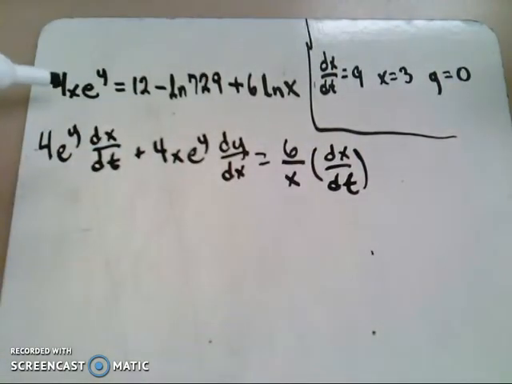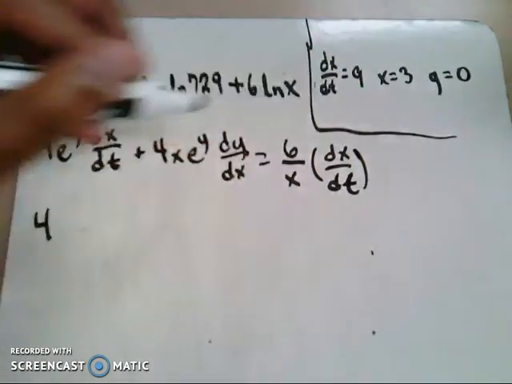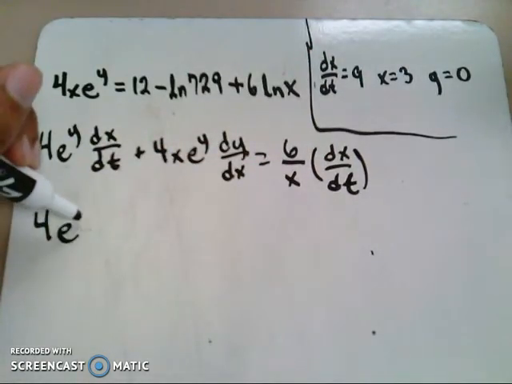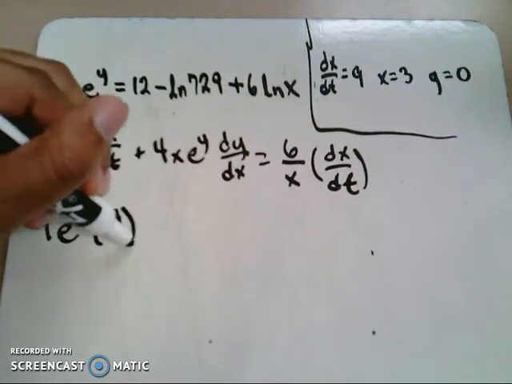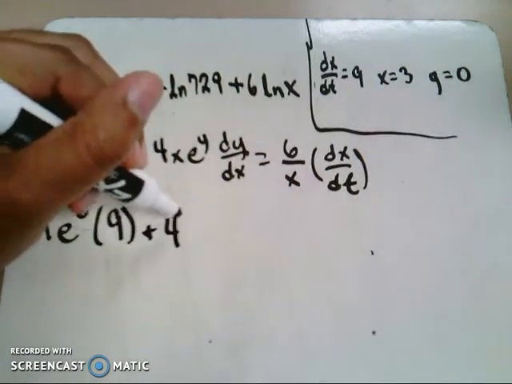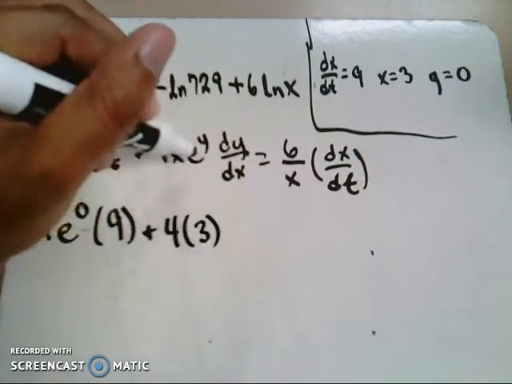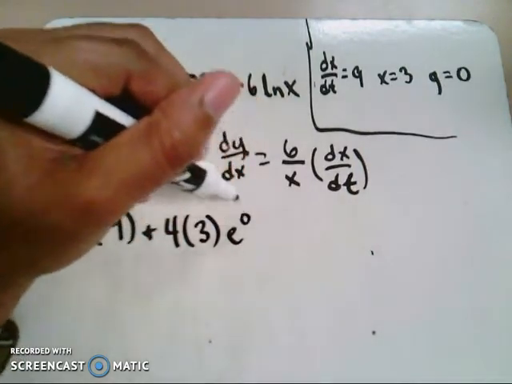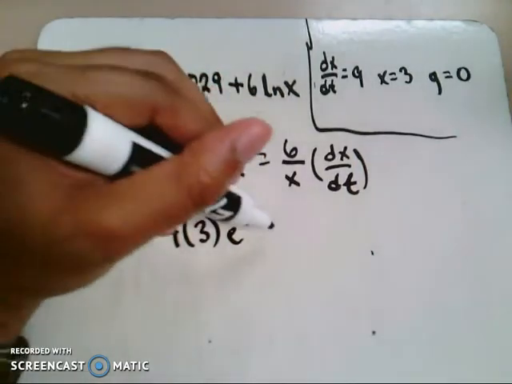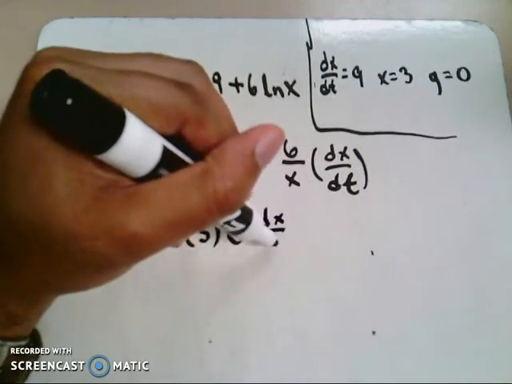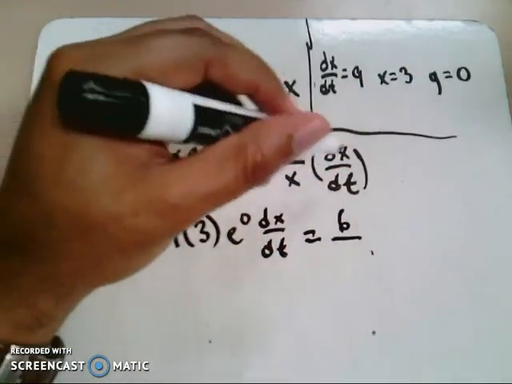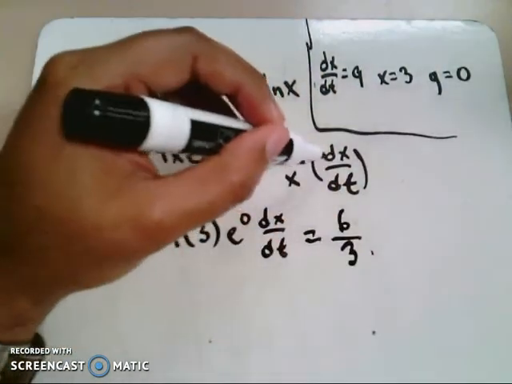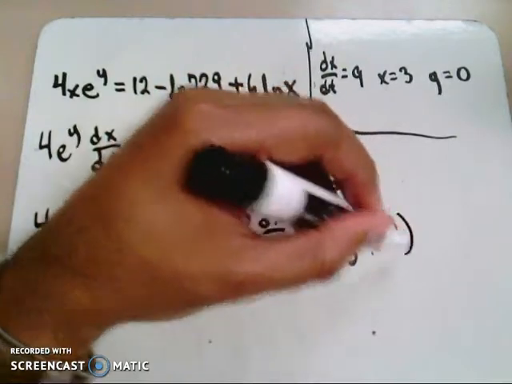So now we substitute our given values. So we have 4, and they tell us y is 0. So 4e to the 0 power dx/dt is 9, plus 4, x is 3, e to the 0 power again. dy/dt is what we're looking for, so that's going to remain an unknown, equals 6 over 3 for x, and then dx/dt again, which is 9.